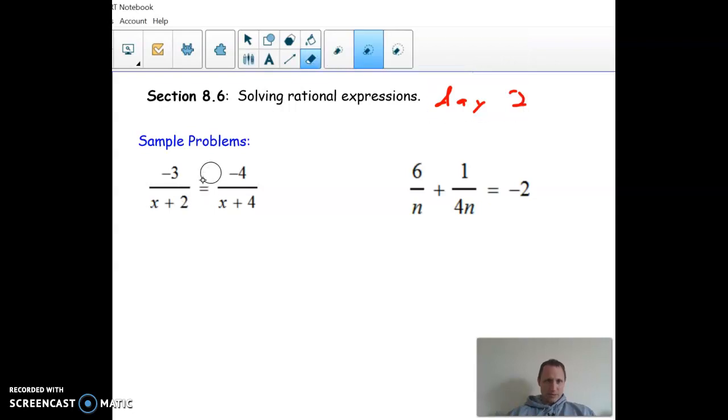All right, welcome to 8.6 day 2. We are going to solve rational expressions again. And the only thing that's different is the problems are going to get slightly more difficult, but really not too bad. If you got part 1, this should go okay.